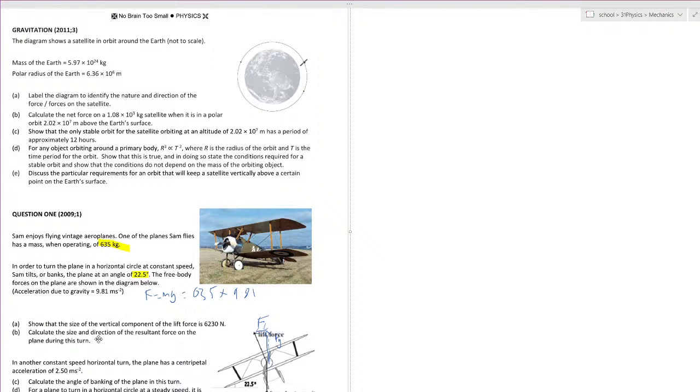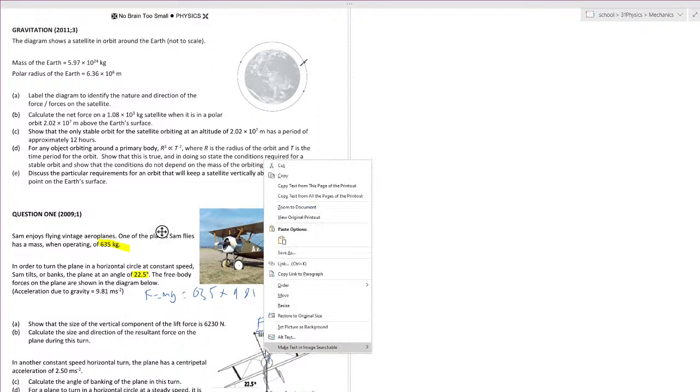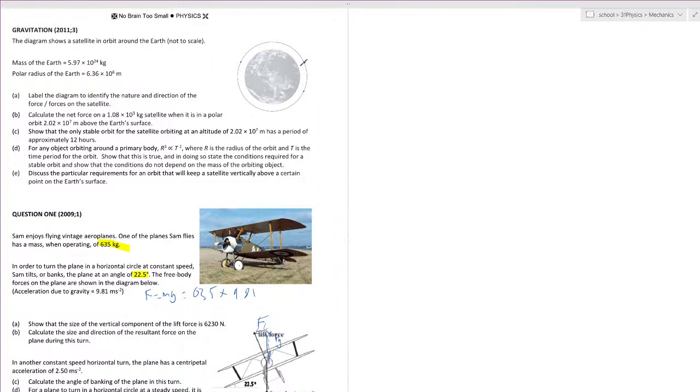Calculate the size and the direction of the resultant force on the plane during this turn. So the direction is going to be towards the center, which in this case is to the left. So we need to write that down somewhere there. Towards the center, to the left, in brackets I would put. And the size is going to be this trigonometric function of it. This is going to be the angle here, 22.5. It's going to be the opposite. And again, this is the adjacent. So we're going to use our SOHCAHTOA, and we're going to use TOA. So tan of the angle is equal to the opposite over the adjacent.